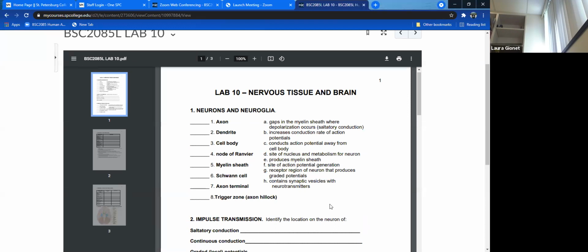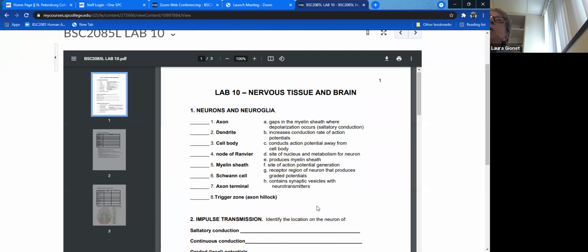Then we have B, increases conduction rate of an action potential. This is the myelin sheath, 5. So B goes with number 5. C, conducts an action potential away from the cell body. That would be an axon. So C goes with axon. D, site of nucleus and metabolism for the neuron. Well, that's always your cell body. E, produces the myelin sheath. That's our friend, the Schwann cell. All right, so E goes with Schwann cell.